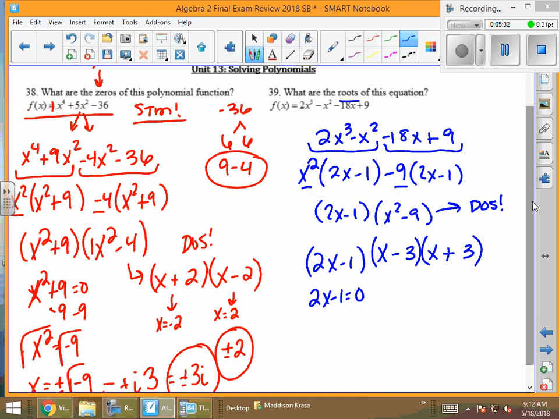So we're going to set that first parenthesis 2x minus 1 equal to 0. And we're going to add 1 to both sides. And we're going to divide by 2. So we get x equals 1/2. So that is one of our answers.